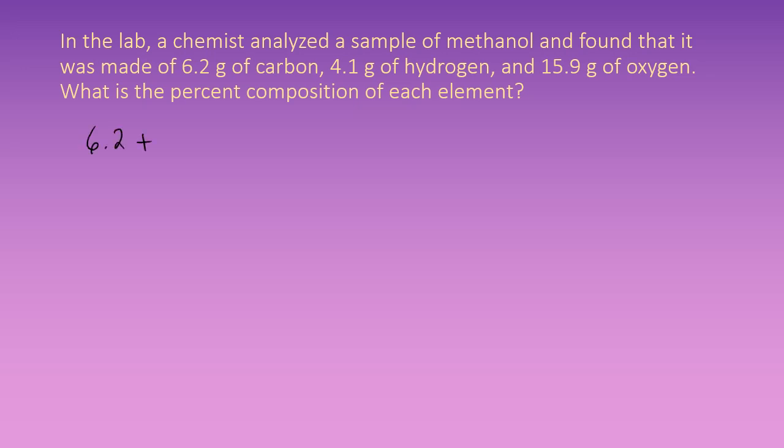6.2 plus 4.1 plus 15.9, which should result in a total mass of about 26.2 grams of total compound. And then to determine the percent composition of each element, we will take each element, starting with carbon. We will put the element's mass, in this case 6.2 grams, divided by the total mass, 26.2 grams.